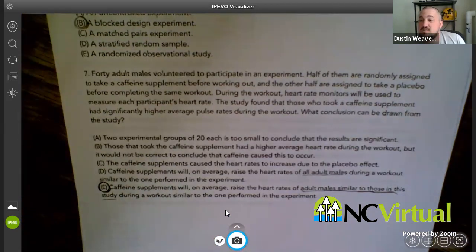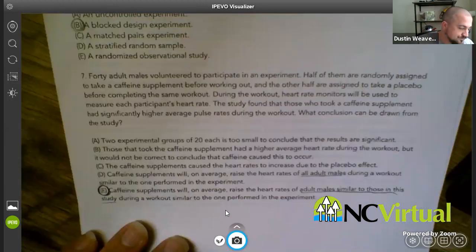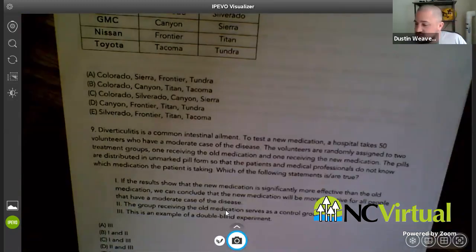So we have to know that we're only talking about adult males similar to those in this study, because it may be adult males that already work out. It may be adult males that are healthy. It may be adult males that are young. It's just similar to our volunteers. Okay, so let's move on to these last three.